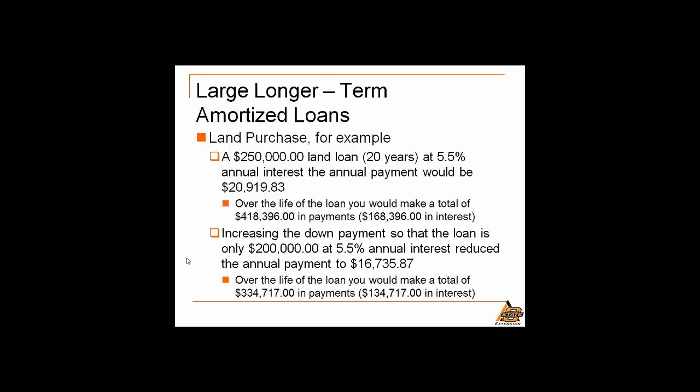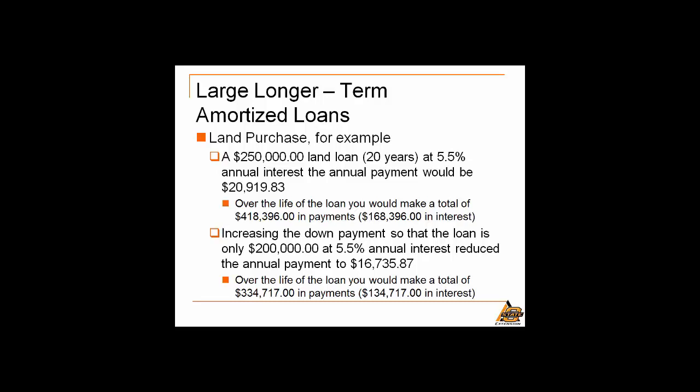If a person could increase the down payment, could come up with another $50,000 to reduce the initial loan amount, that reduces the annual payment substantially. For example, if the loan is only a $200,000 loan at that same 5.5% interest for 20 years, the annual payment is reduced to $16,735 or close to $736, and over the life of the loan, the total payments made would be about $334,717, with only about $134,717 in interest.